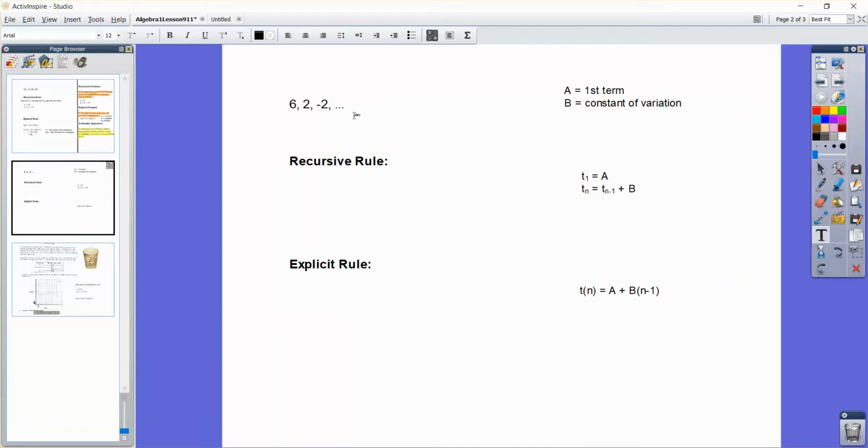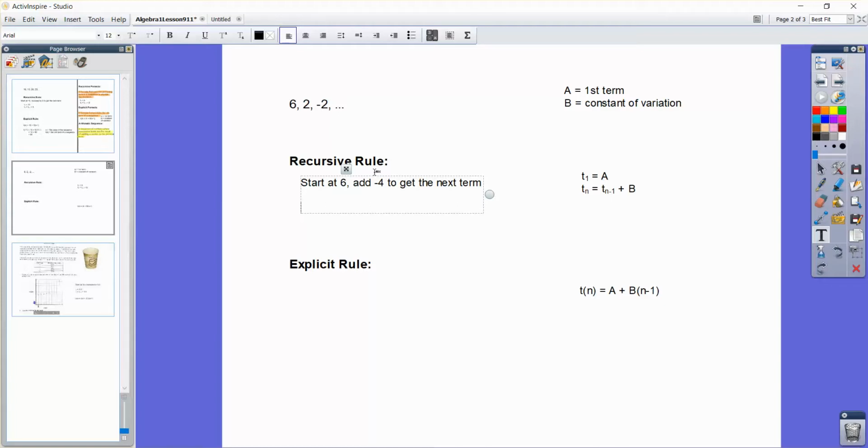So here we have a sequence that starts at 6 and then goes to 2 and then goes to -2. And we can see that we're going down by the same amount. We're going down by 4 here and then down by 4 here. So our constant variation here is going to be -4, because we're going down. So recursive rule, start at 6, sort of a verbal model, and we can say add -4 to get the next term. That's the in-words version of this.